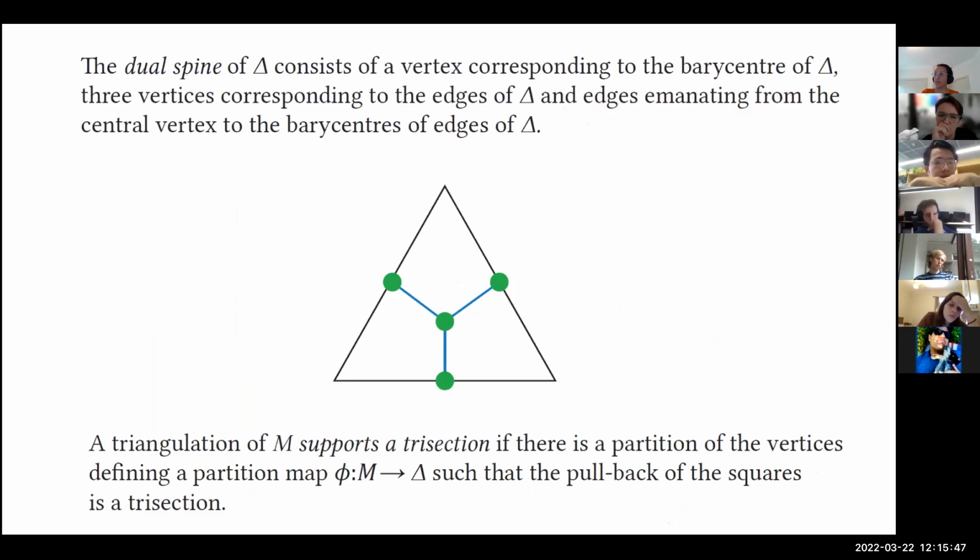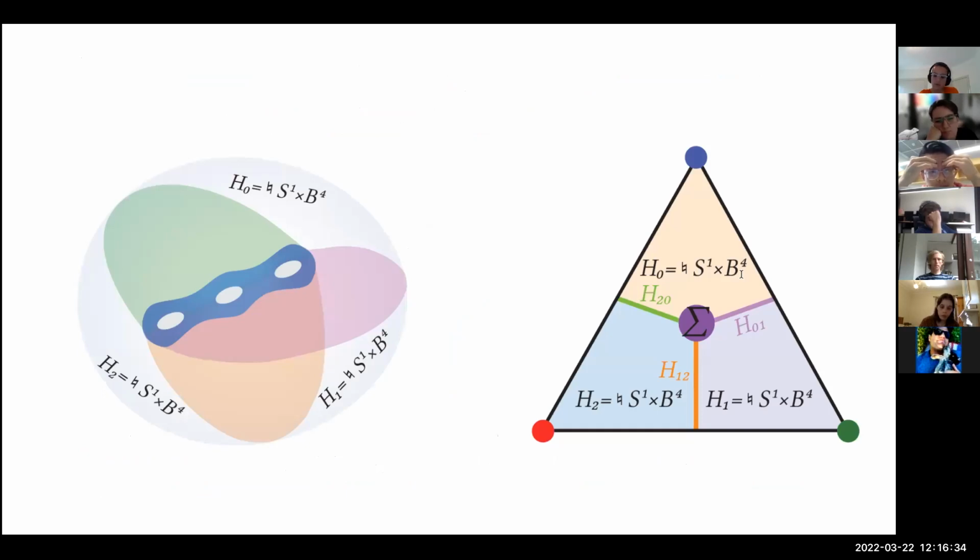The dual spine of delta consists of a vertex corresponding to the barycentre of delta, 3 vertices corresponding to the edges of delta, and edges emanating from the central vertex to the barycentres of edges of delta. A triangulation of M supports a trisection if there is a partition of the vertices defining a partition map phi such that the pullback of the squares is a trisection. So basically what this is saying is that if we have this partition of these vertices that are colored in a particular way, we are able to recover a trisection that we talked about previously under some strong conditions of the coloring. So if we're able to choose a very particular triangulation of our piecewise linear 5-manifold in this situation, and a particular choice of coloring of these vertices, this tricoloring is actually giving us a trisection. So this is like a discrete way of describing a trisection.